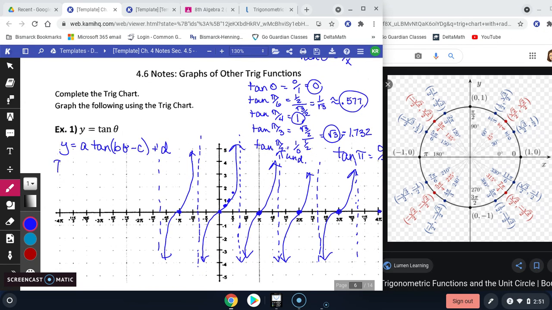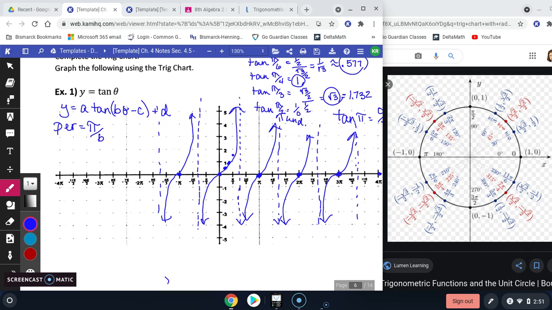Okay, so your period for a tangent function, generally speaking, is pi. Well, it'll be pi divided by b, just like you do with sine and cosine. So if something's in front of your variable, then that can change the period.